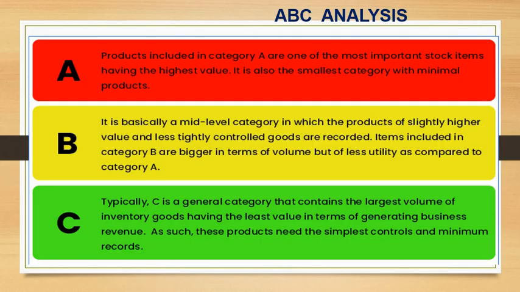Are we good? Yes. Typically for C, it's a general category that contains the largest volume of inventory. And then the least value in terms of generating business revenue. Of course, like Toffee, you maybe sell or stock more of it, but the revenue it gives to you as a business, one Toffee is 50%. They can't be selling every day. It's low. But you have high value goods like items in A, although they are small in stock, when someone purchases it, you get the maximum revenue.